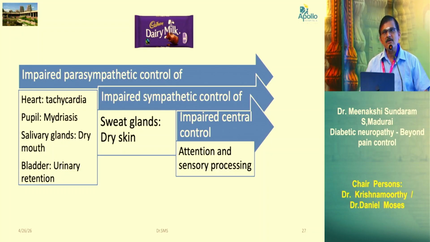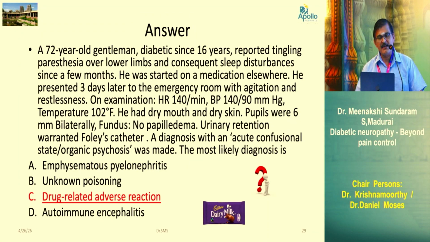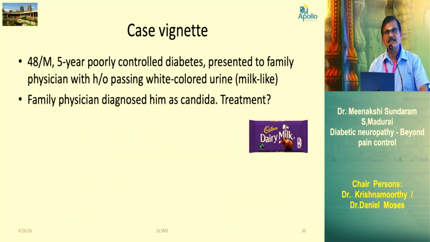And acetylcholine is important for processing in your brain. In fact, in Alzheimer's disease, what treatment do we give? Cholinergic medications. So attention impairment and sensory processing impairment, all of them were involvement of the muscarinic receptors, and the drug was amitriptyline. The patient was prescribed 25 mg of amitriptyline and came with this phenomenon.